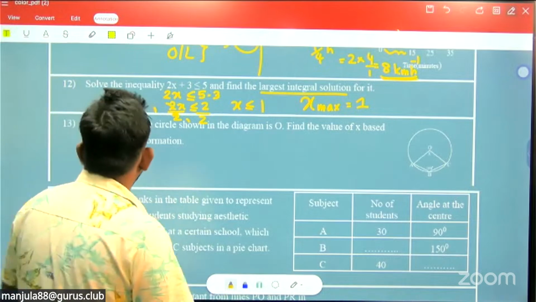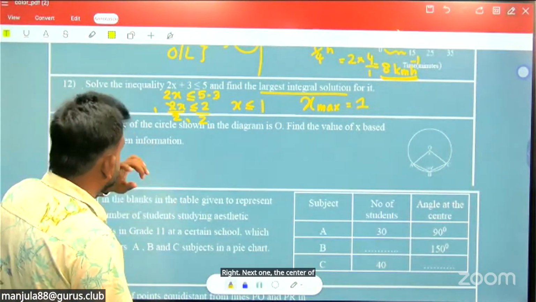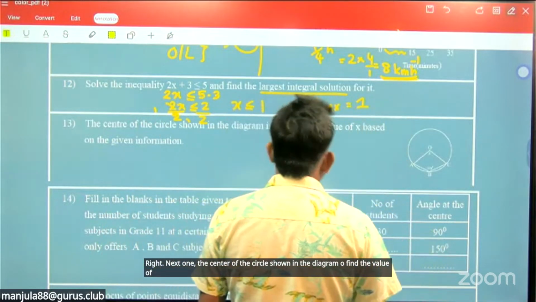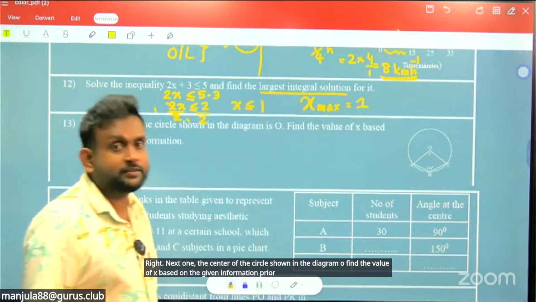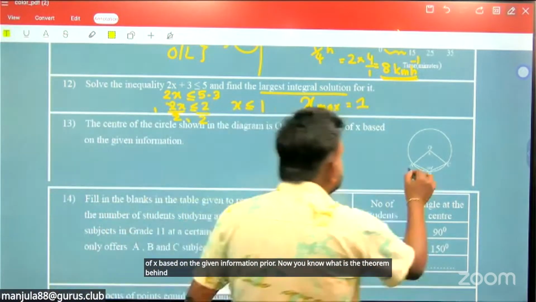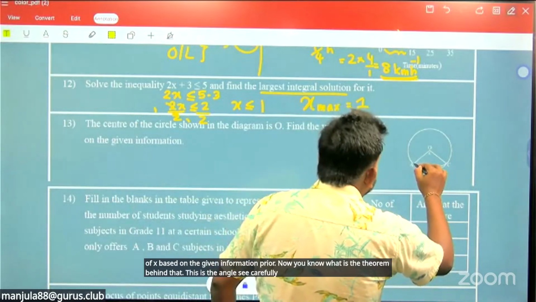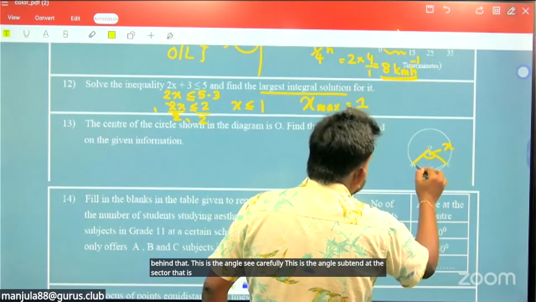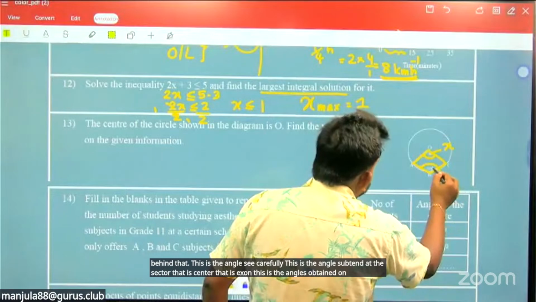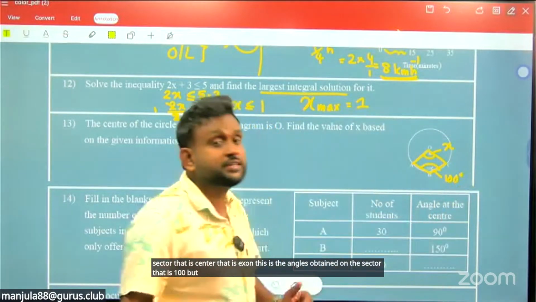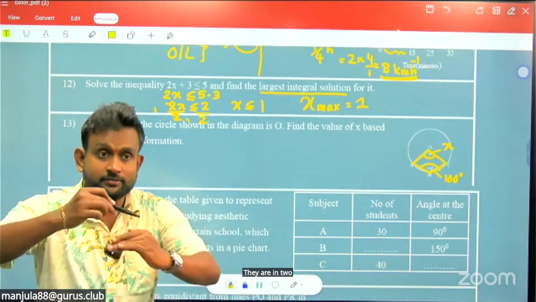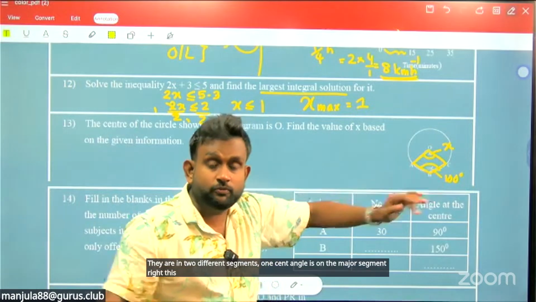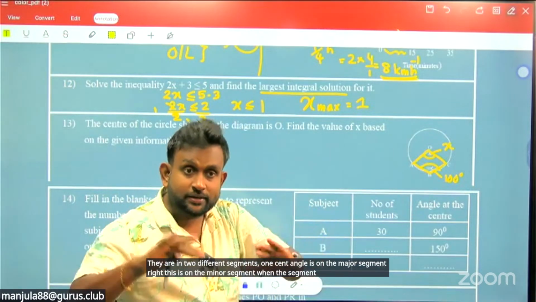Next one. The center of the circle shown in the diagram is O. Find the value of x based on the given information. Now you know the theorem behind that. See carefully, this is the angle subtended at the center, that is x. This is the angle subtended on the segment, that is 100, but they are in two different segments. The center angle is on the major segment, and this is on the minor segment. When the segments differ, the theorem is revised in this manner.